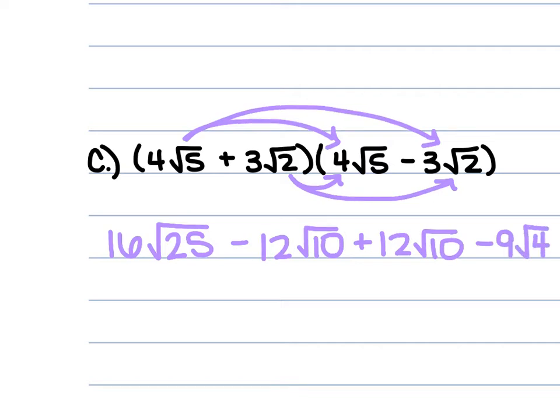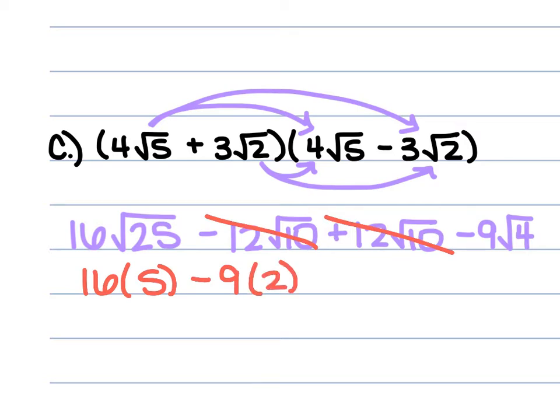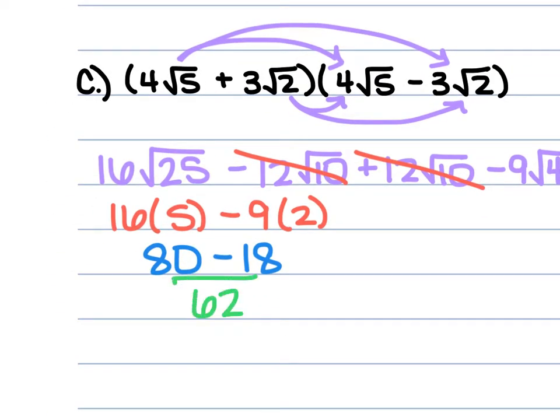So now simplify this. The square root of 25 is 5, so that's 16 times 5. The negative 12 square root 10 plus 12 square root 10 is going to cancel out. And then the negative 9 times the square root of 4 is going to be negative 9 times 2. The 16 times 5 is 80. The negative 9 times 2 is negative 18. 80 minus 18 is going to leave us with 62.